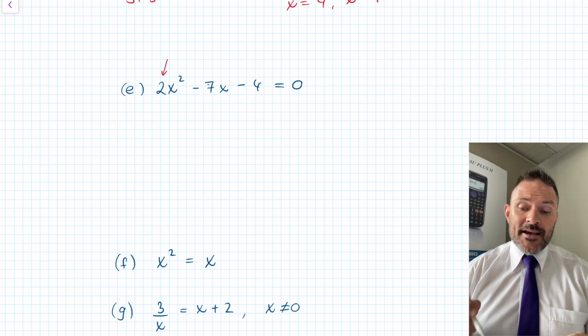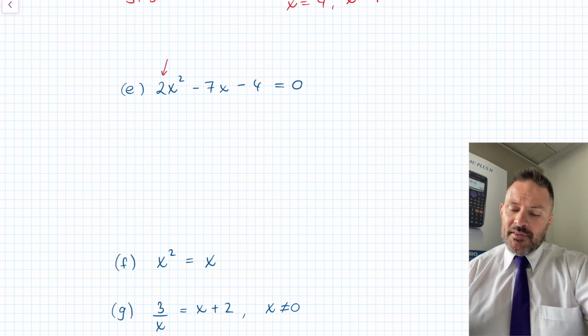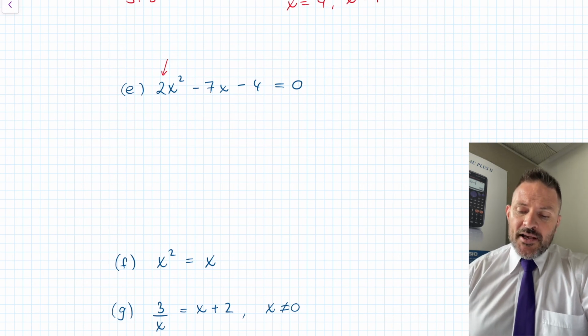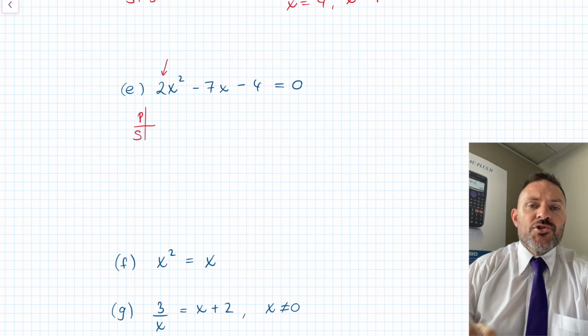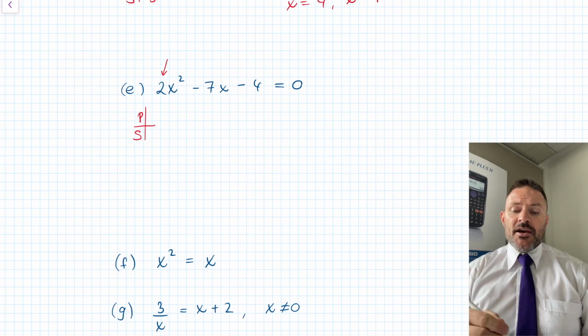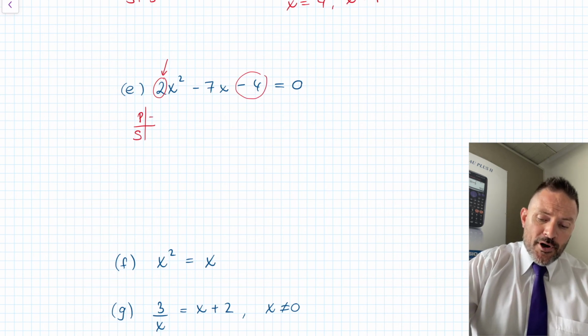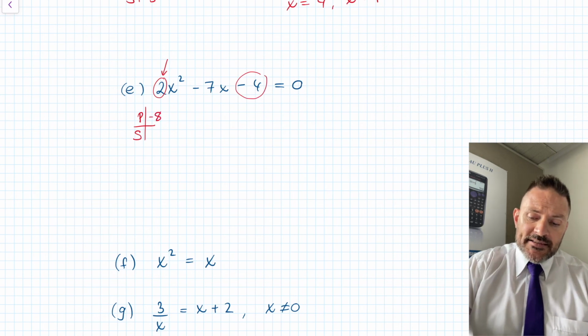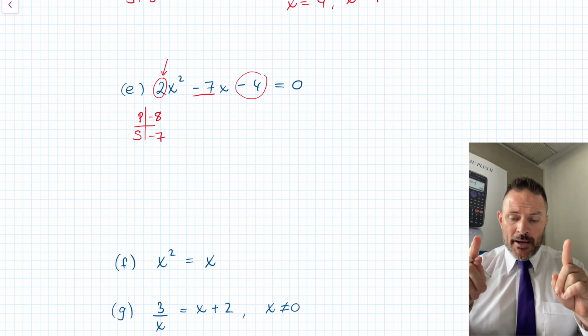If I had a 6 where the 7 was, I could factor the 2 out and I'd have a monic. But in this case, it's a non-monic. So let's look at my product and my sum. I usually do a scaffold for these kinds of questions. My first number is 2 times the negative 4. That makes a product of negative 8, and the sum, of course, is negative 7. Just be careful. It's always the first times the last number.